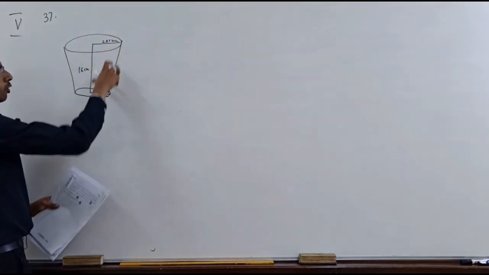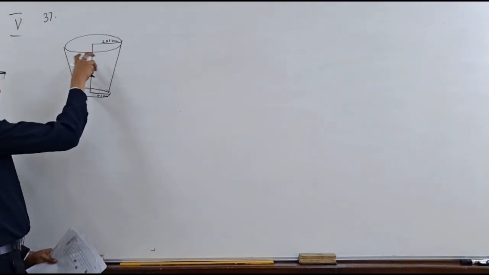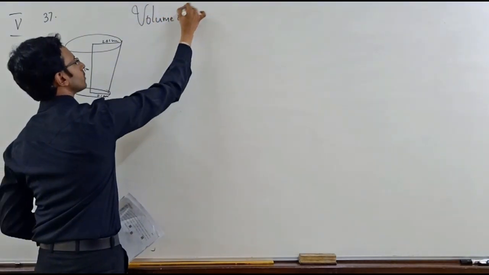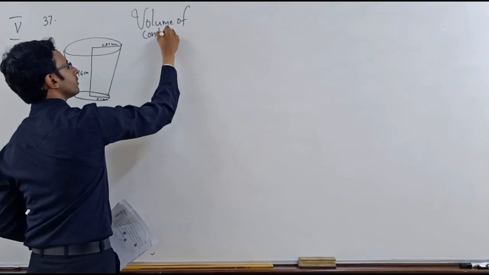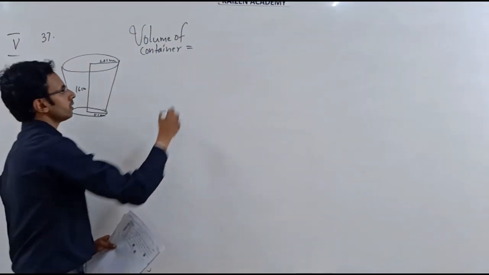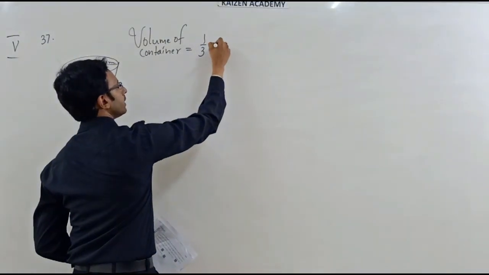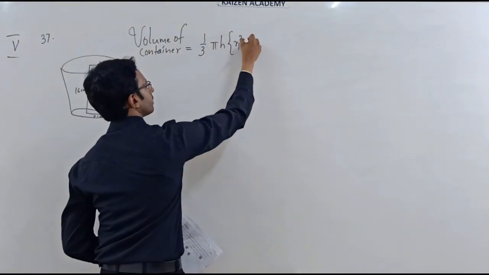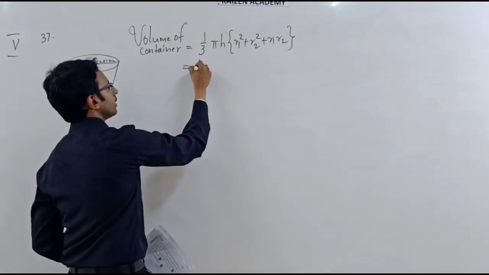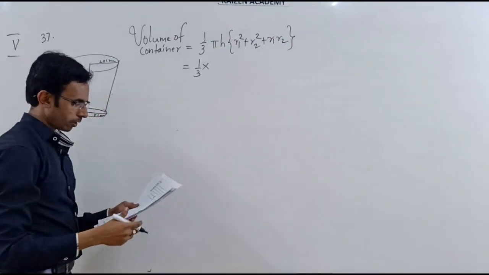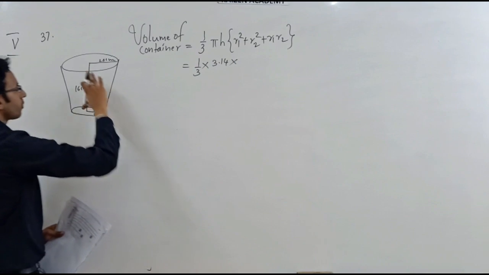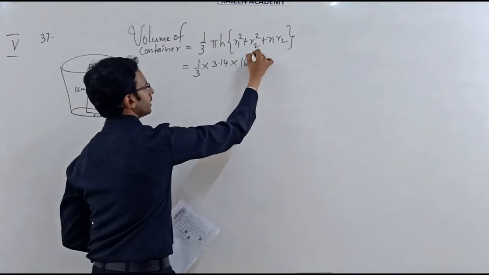First, to calculate the cost of the milk, we need to know how much milk is stored in this container. That is nothing but the volume of the container, which is the volume of a frustum of a cone. The formula is 1 by 3 pi h times r1 square plus r2 square plus r1 into r2. Since they have told us to use pi as 3.14, we cannot substitute 22 by 7 here. H stands for the height of the frustum or the container.